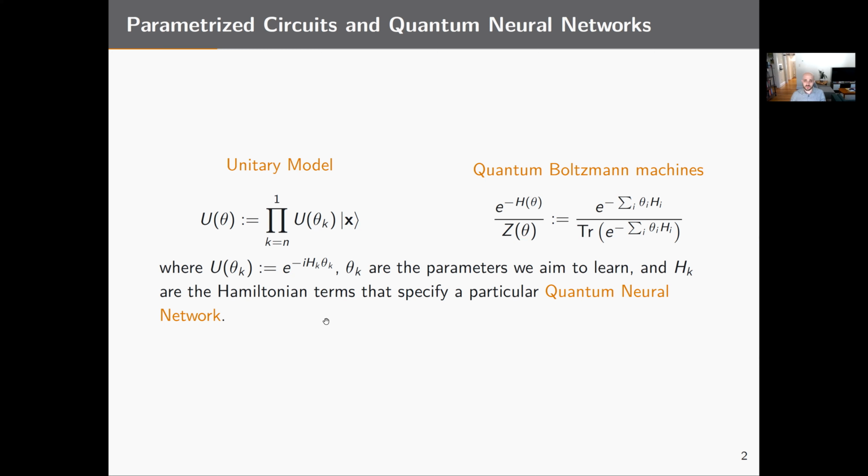Another class of models that is interesting are the quantum Boltzmann machines. These are quantum generalizations of classical Boltzmann machines, where we have linear combinations of Hamiltonian terms, H_i theta_i. So we have the sum and then the matrix exponential of such terms, and then we normalize by the trace of such a model.